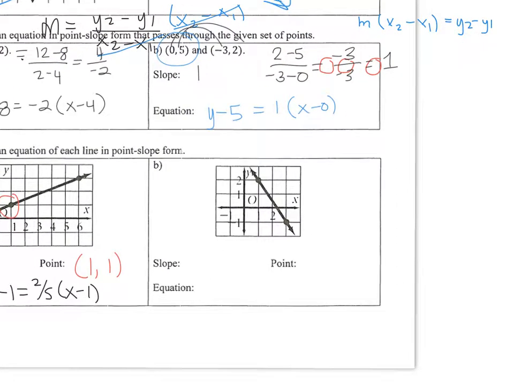And then for b, my slope is down 3, right 2, down 3, right 2. So slope is negative 3/2. And my point is (1, 2). So my equation is going to be y minus 2 equals negative 3/2 times x minus 1.